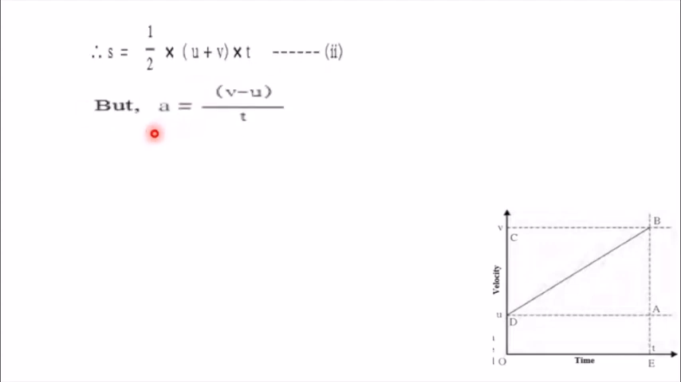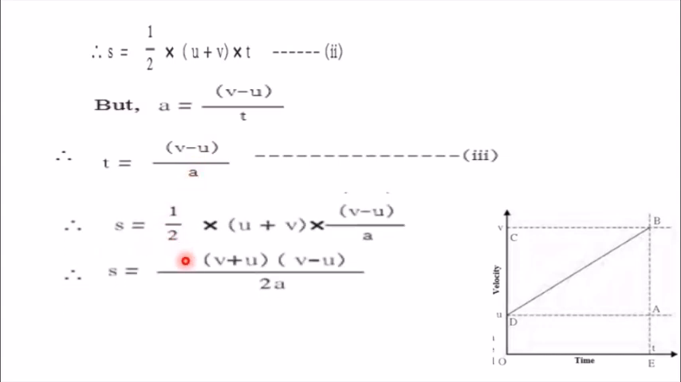Now A is equal to V minus U upon T, that is final velocity minus initial velocity upon T, which is the time. What I can do is, I can send T on the left hand side and A on the right hand side. So, T will be equal to V minus U upon A. So, here I will add the value of T now. That is, instead of T, we will be adding V minus U upon A. So, S will be equal to half multiplied by U plus V into, now instead of T, we will add this value, that is V minus U upon A.